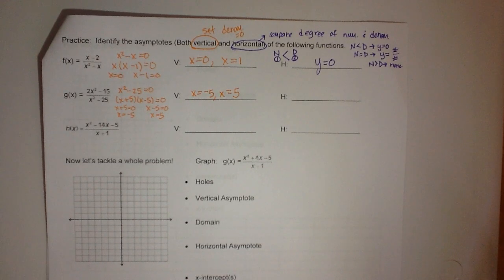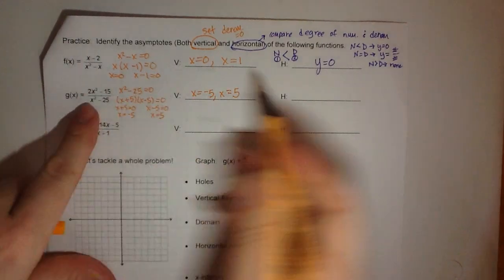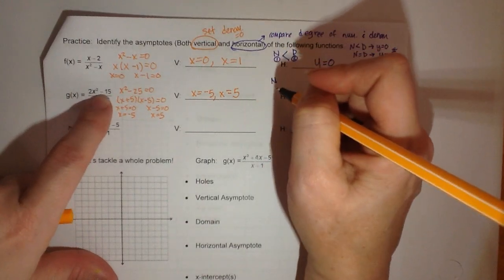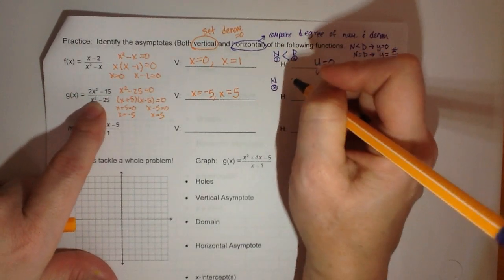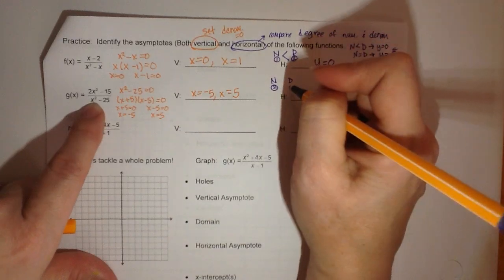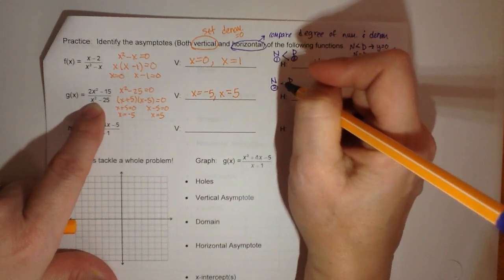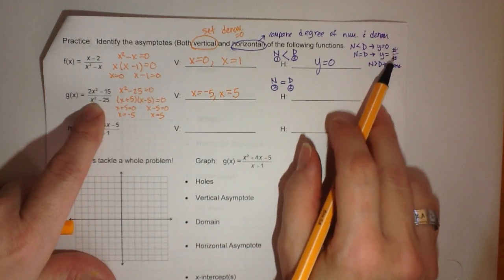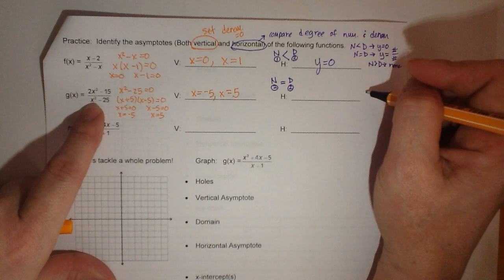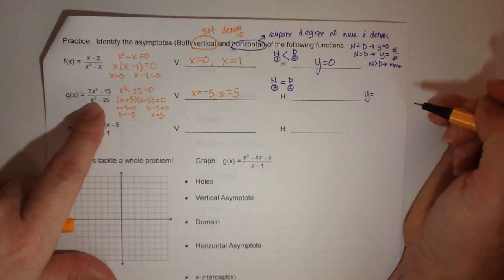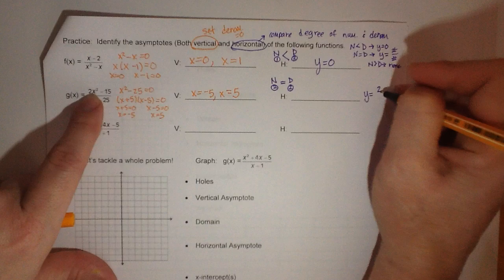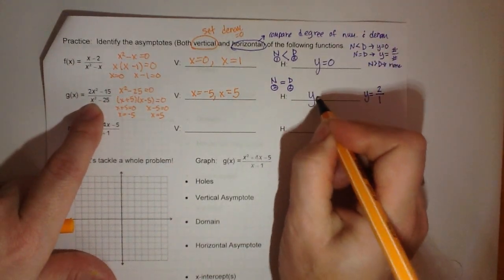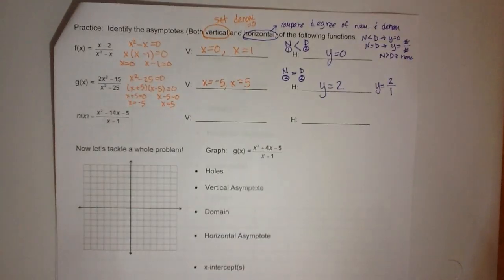Horizontal asymptote. We're going to compare the degrees. The degree of the numerator is x squared, so that's a 2. Degree of the denominator is also x squared. Since those 2 degrees are equal, I'm going to need to do y equals the leading coefficients over each other. So y equals, leading coefficient in the numerator is 2 in front of that x squared, and the denominator is 1. So I have a horizontal asymptote at y equals 2.